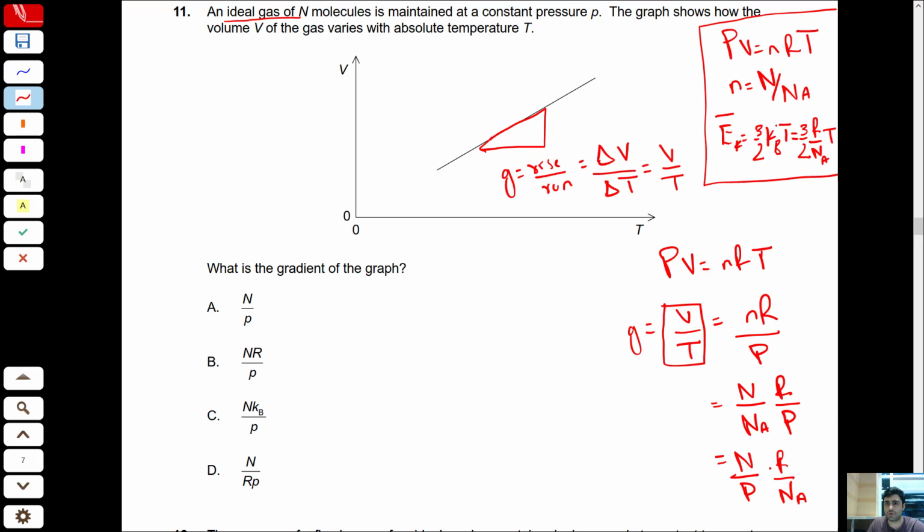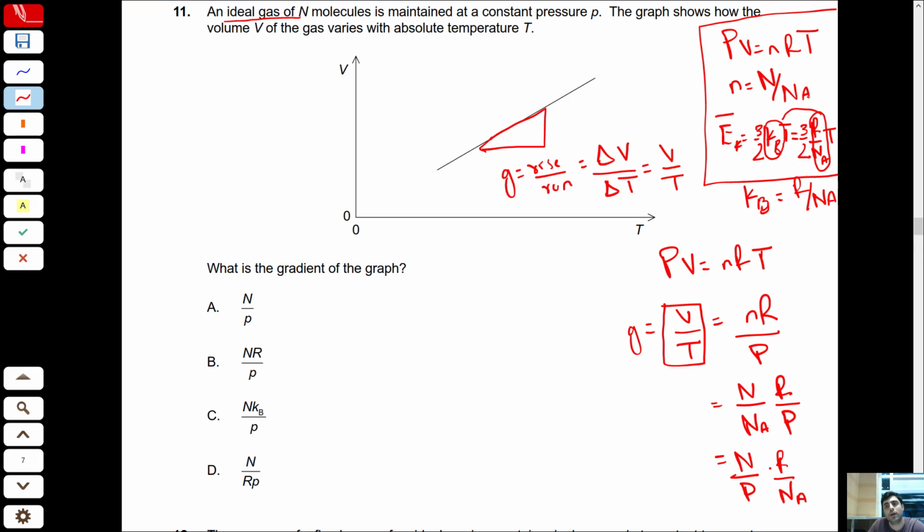Because if you look at the third equation very carefully, you can see by simple comparison, 3/2 is equal to 3/2, T equals T. As a result, this KB must be equal to this entire thing. So just by simply comparing the two equations, we have derived that KB, which is the Boltzmann constant, equals R over Na. Just compare the two equations.